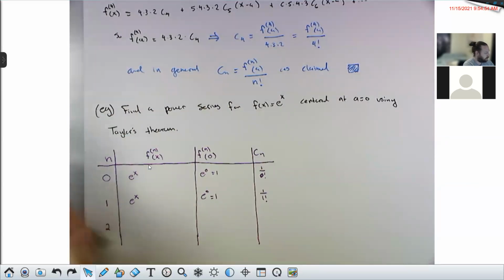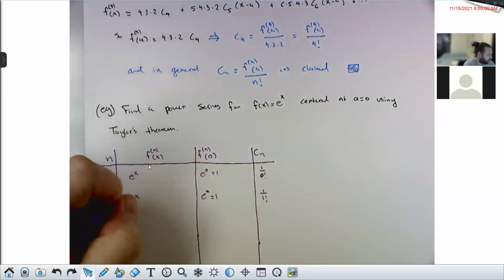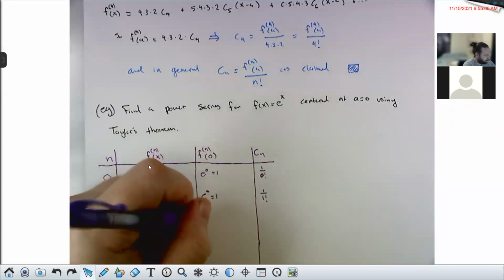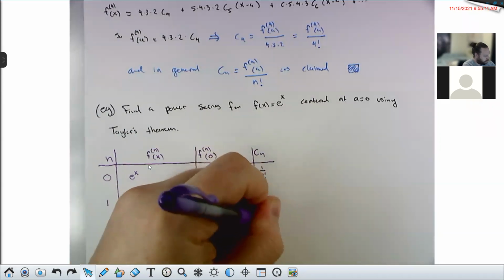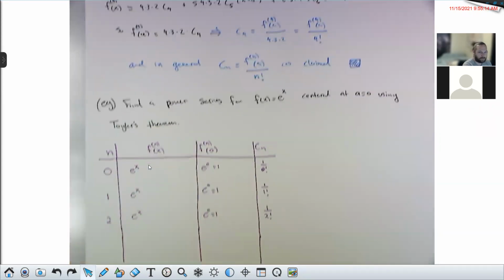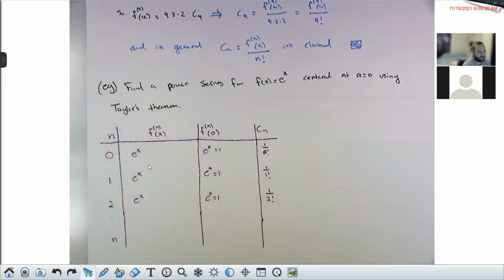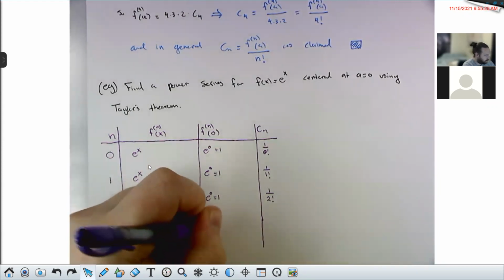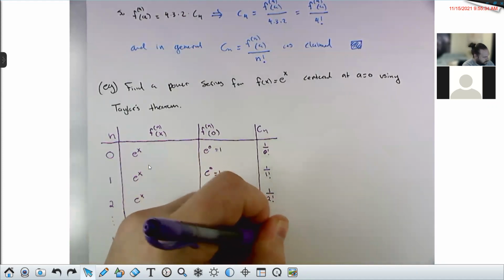You can smell where this is going already, I bet. When n is 2, we differentiate twice. e to the x is still e to the x. And plugging in 0, we still have e to the 0, which is 1. And dividing by 2 factorial, I get 1 over 2 factorial. The pattern here is achingly simple. In general, the nth derivative of e to the x is e to the x. Plugging in 0, you will always get 1. So Cn is 1 over n factorial.